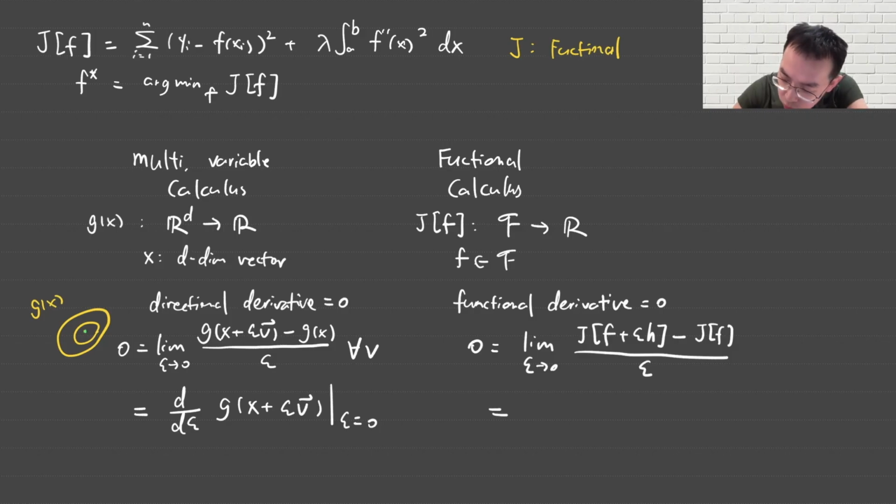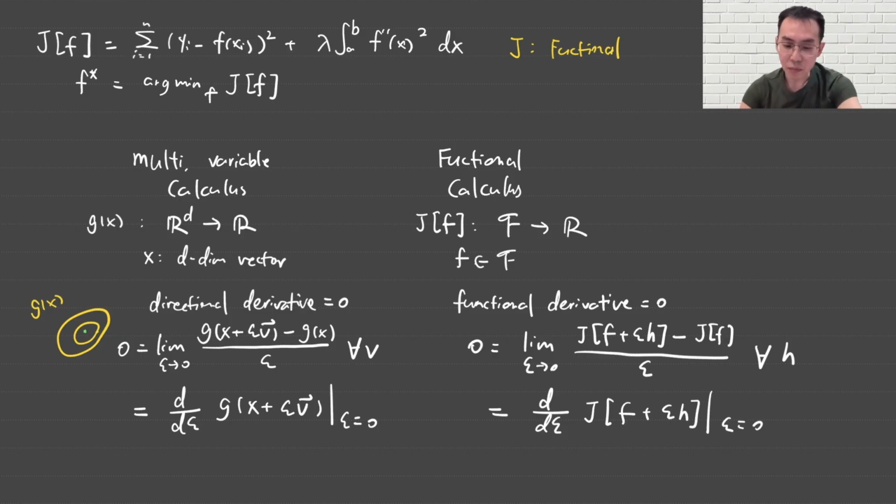So this must hold true for all h. Or we can write it in another notation as d/d epsilon of J(f + epsilon h), evaluated at epsilon equals 0. So this is the equation we want to solve.